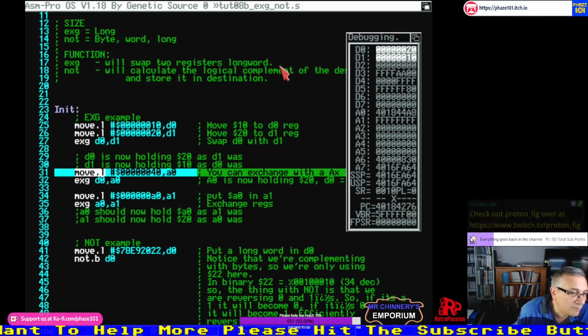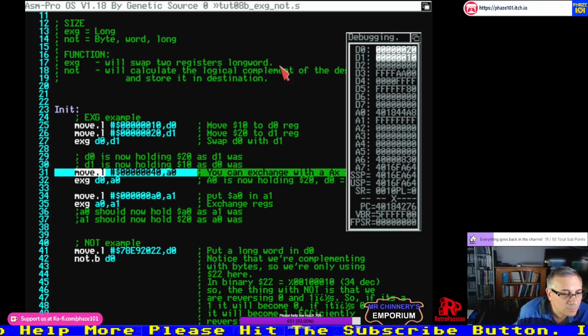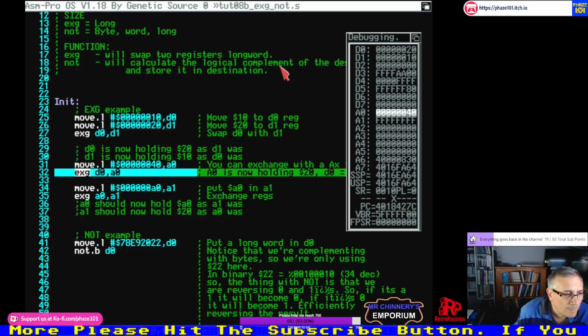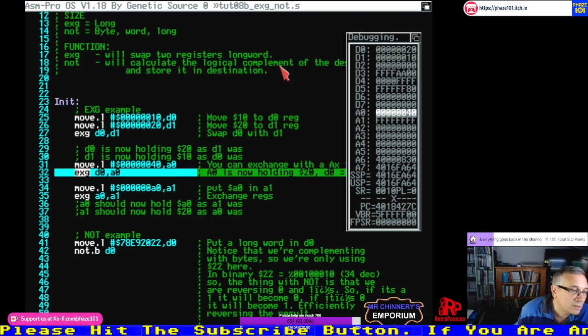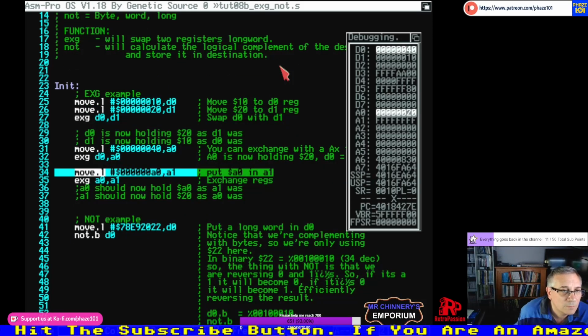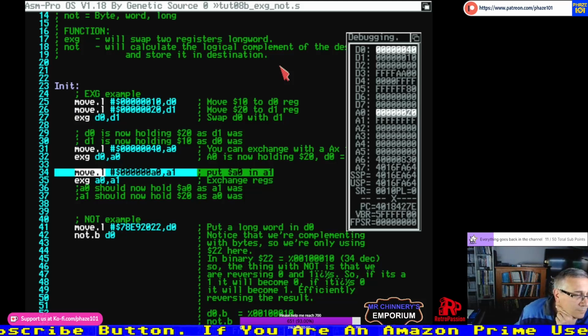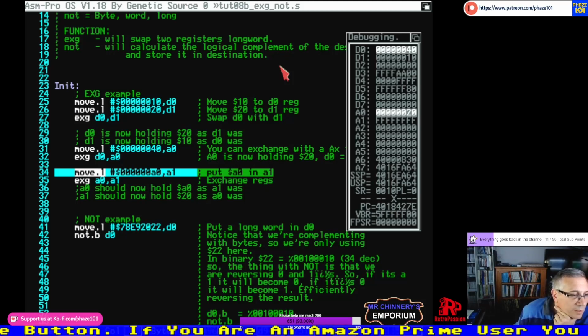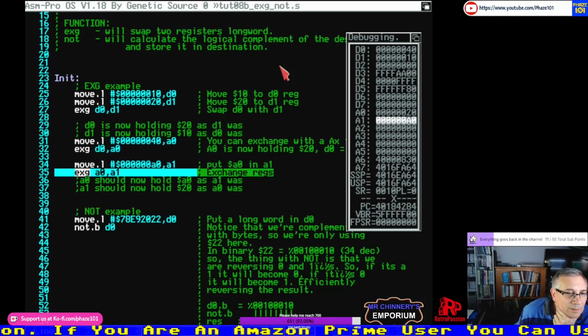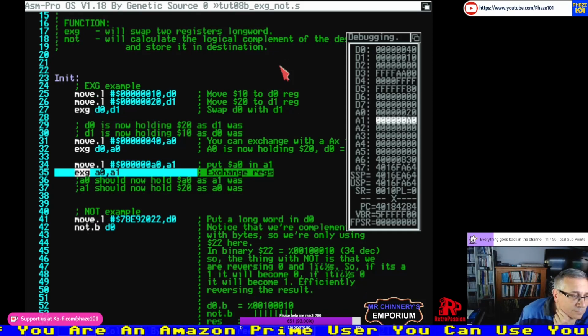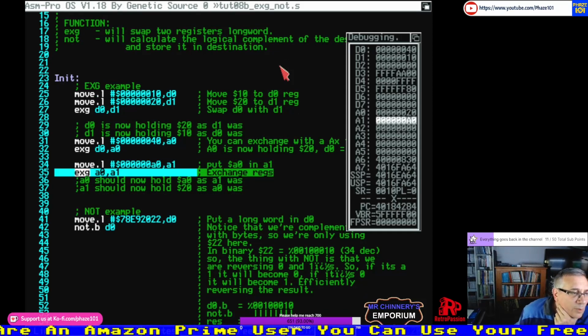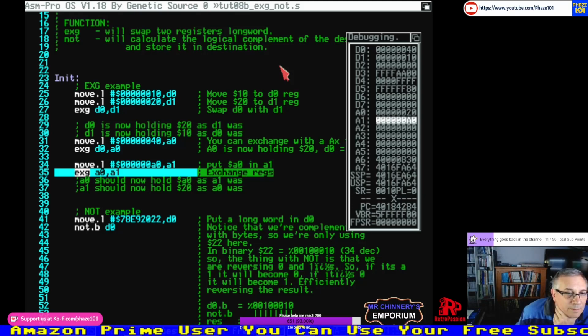Again, we're moving a value into A0, and we're exchanging D0 with A0. Again, we're moving a number into A1, and we are exchanging A0 with A1.